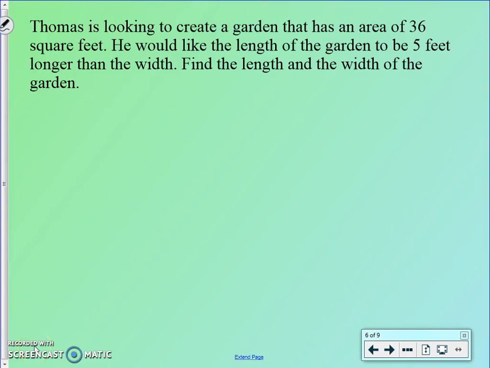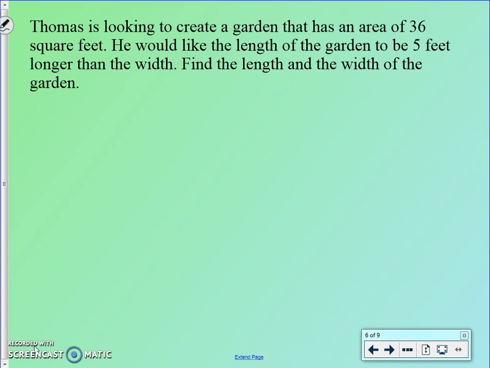Okay, so for part 2 now. We're going to look at a scenario where Thomas is looking to create a garden that has an area of 36 square feet. He would like the length of the garden to be 5 feet longer than the width. Find the length and the width of the garden.